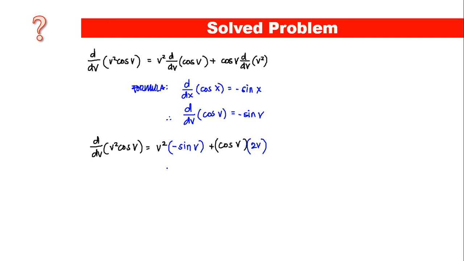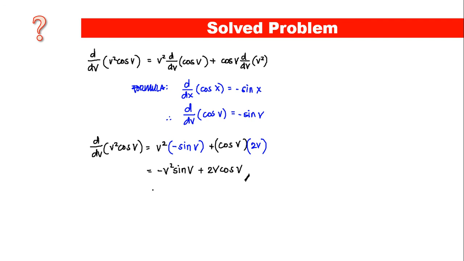Right? So, simplify pa natin further. We now have negative v squared sine of v. So, nilabas ko lang yung negative. Plus, so unahin ko lang muna tong 2v, 2v cosine of v. Right? So, ganun lang siya. Medyo simple lang siya. Kailangan lang tatandaan natin yung derivative ng cosine ay negative sine. Right? So, magsagot pa tayo, ha?